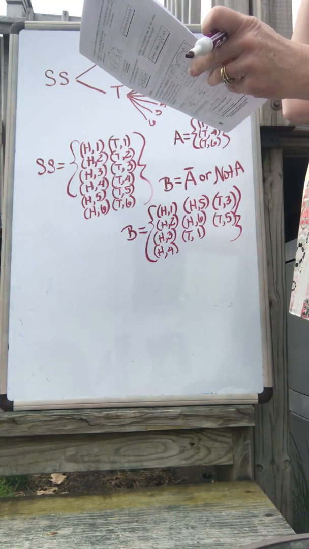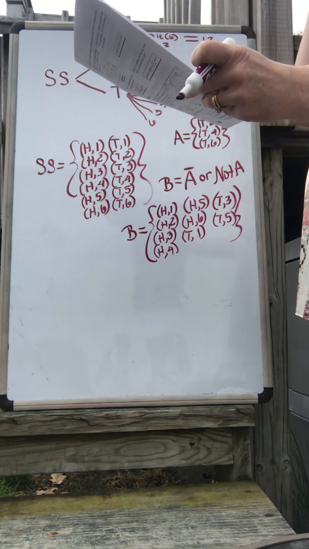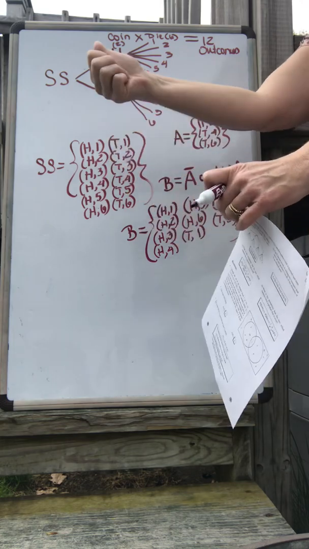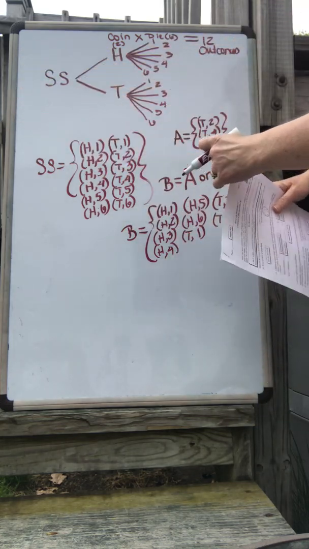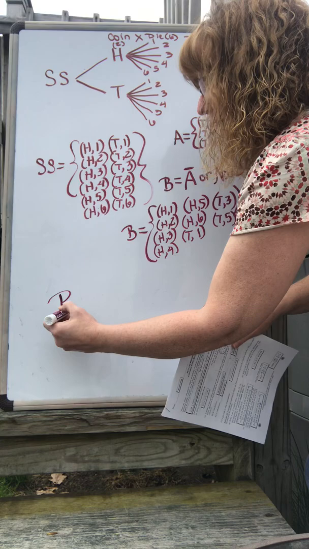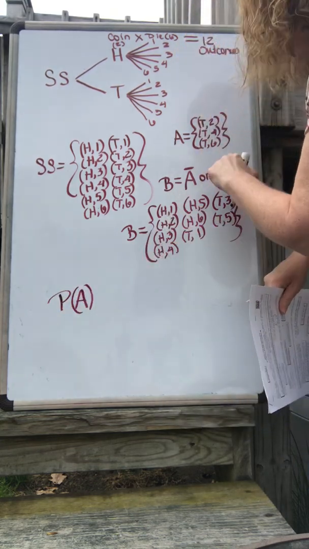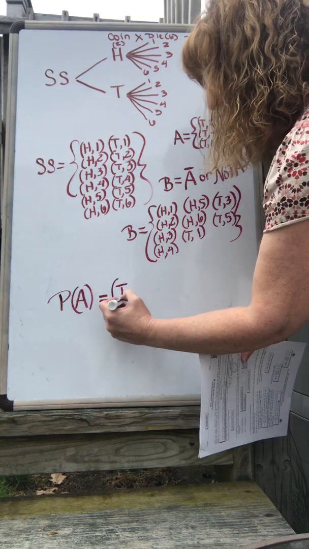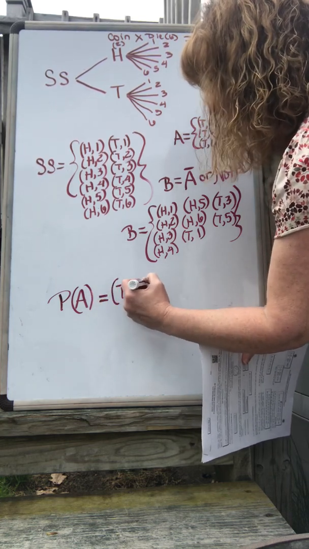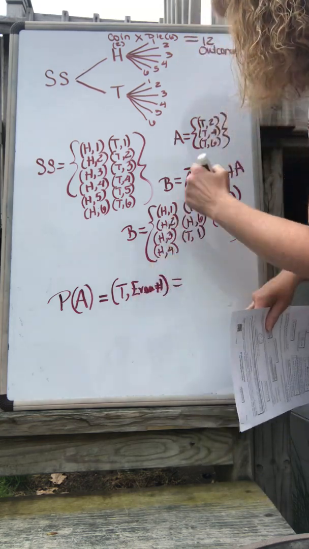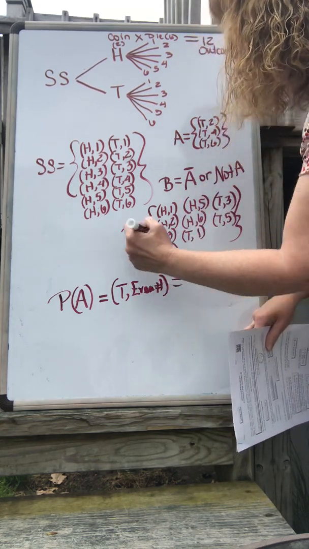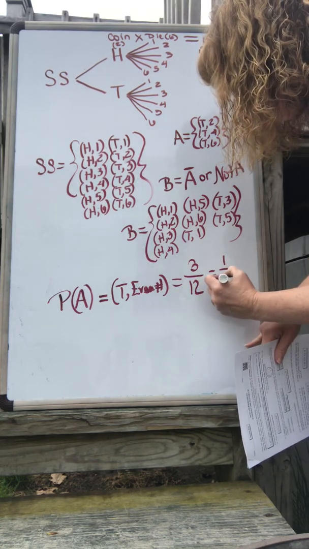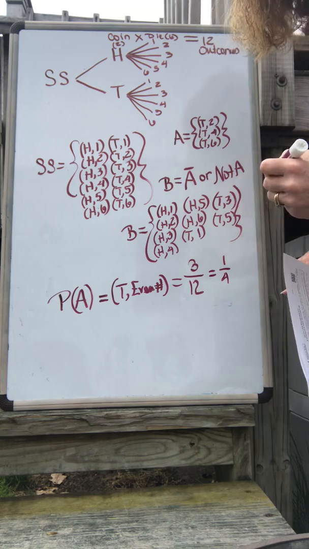Part D, find the probability of set A and the probability of set B. Well, if I toss a coin in this hand and I roll a die in this hand, the probability that I get something from set A, which means I get tails followed by an even number, that happened 3 times out of the whole sample space, which is 12. You can reduce this to 1/4, but like I told you before, we don't have to reduce.